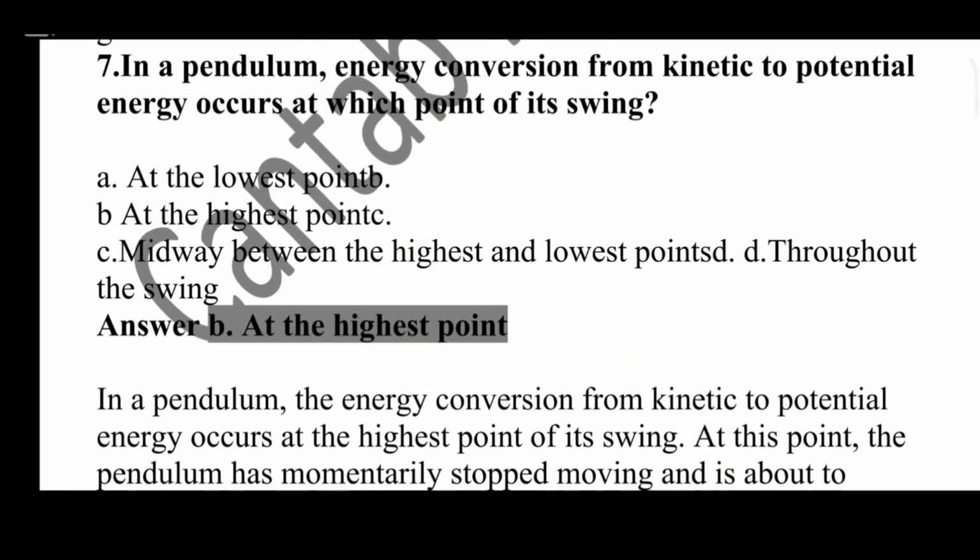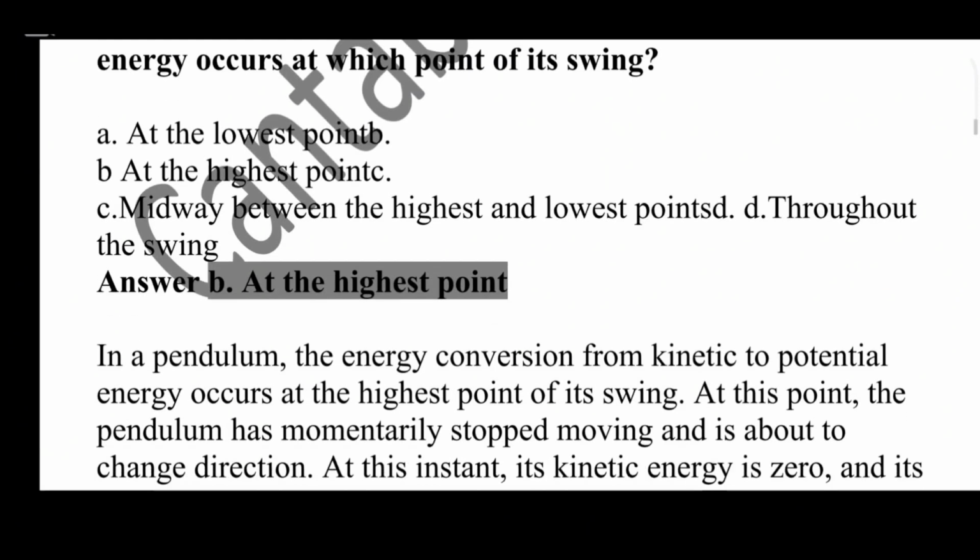Question number 7. In a pendulum, energy conversion from kinetic to potential energy occurs at which point of its swing? Option A, at the lowest point. Option B, at the highest point. Option C, midway between the highest and lowest point. Option D, throughout the swing. So the correct option is B, at the highest point.